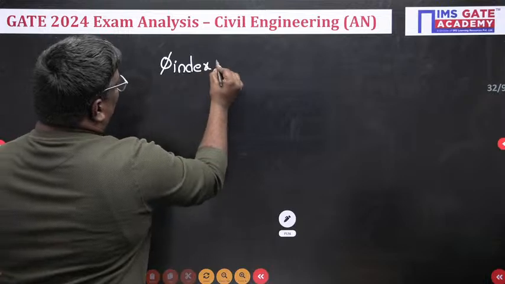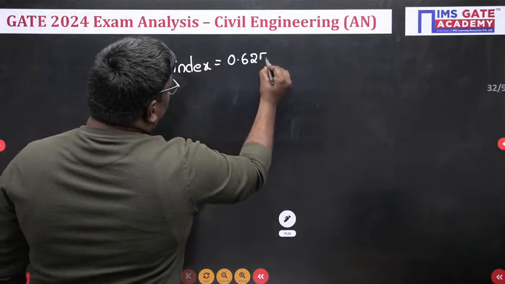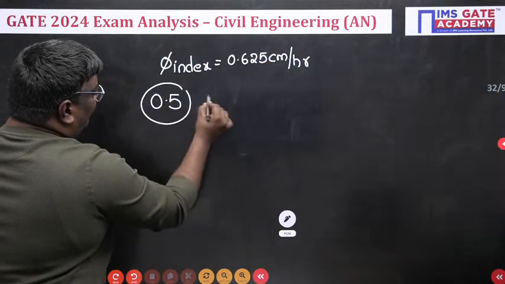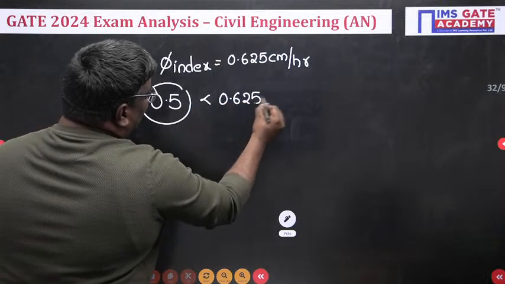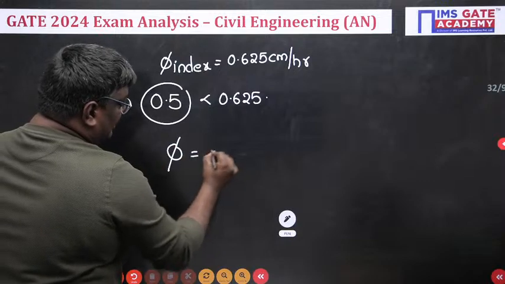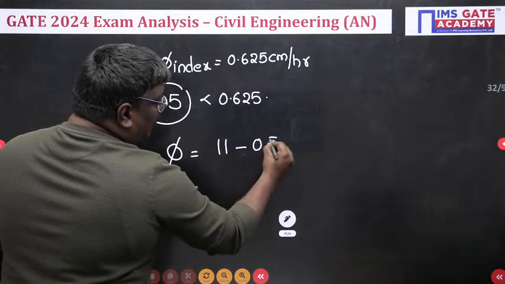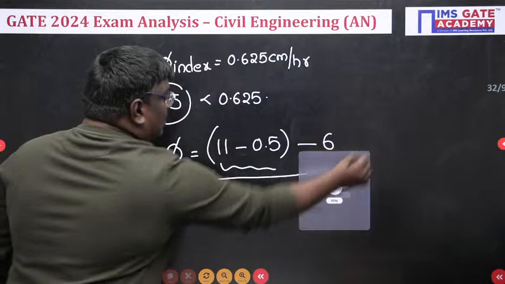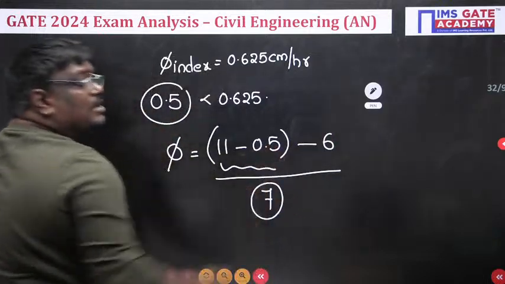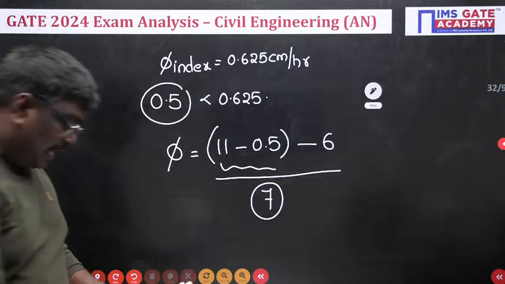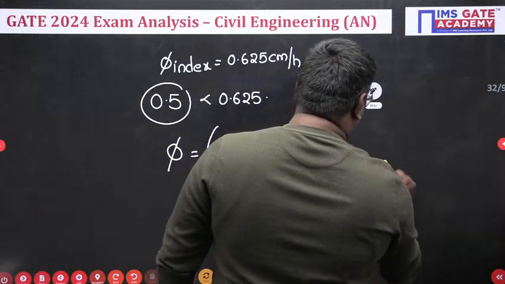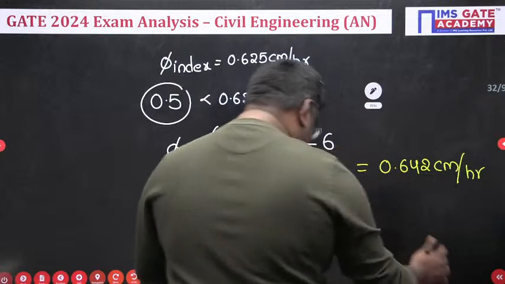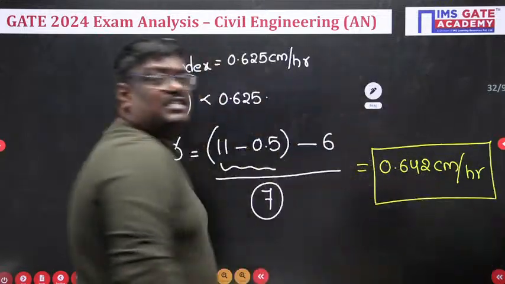Sir, see, here the phi index value, how much you got, sir? Here the phi index value you got is 0.625 centimeter per hour. Agree? But see, there is one value which is 0.5, which is less than 0.625. So, my dear students, what I have to do now, the phi index can be written as total precipitation 11 minus 0.5, you have to remove this 0.5, minus runoff, how much, sir? 6, upon, now what will be the time duration? 7 hours only. Why? Because you are removing the 0.5 value. So you will get a value of 0.642 centimeter per hour. Sir, if they give you the value in centimeter, it will be centimeter. So this is the final solution.